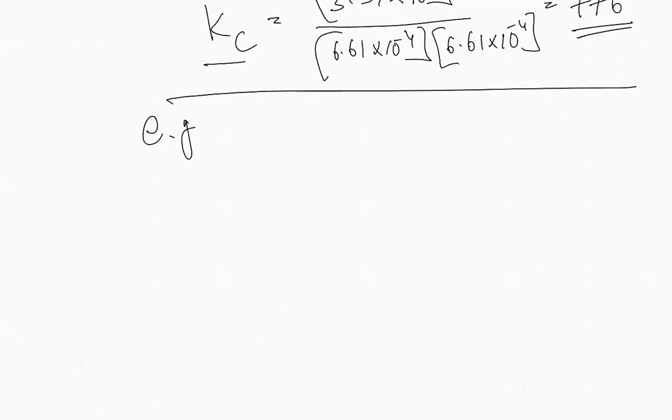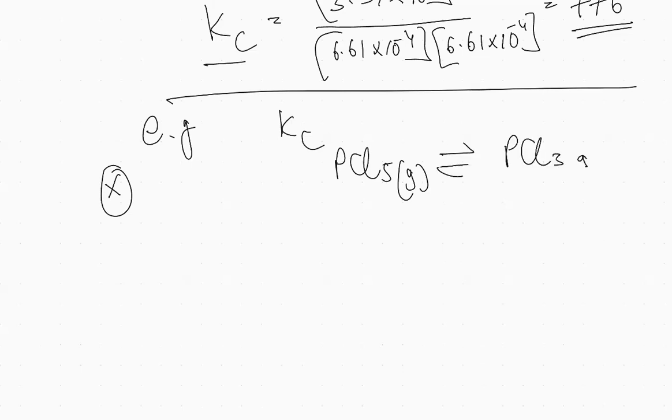Okay, so say Kc is given for a reaction like this. Let me see the example here: PCl5 gas going to PCl3 gas plus Cl2. Now Kc is given as 0.0211. Okay, Kc value is 0.0211.